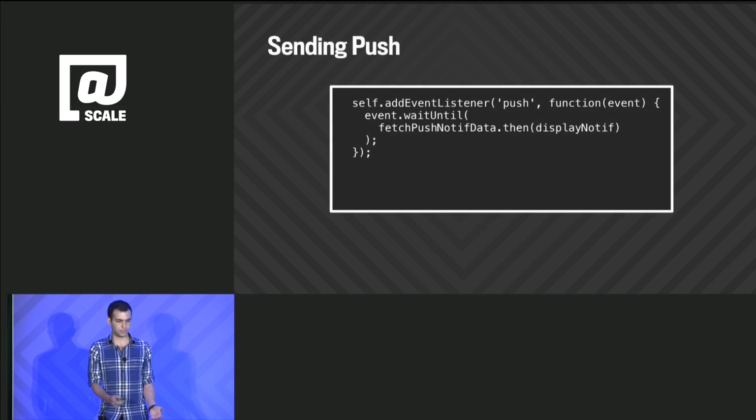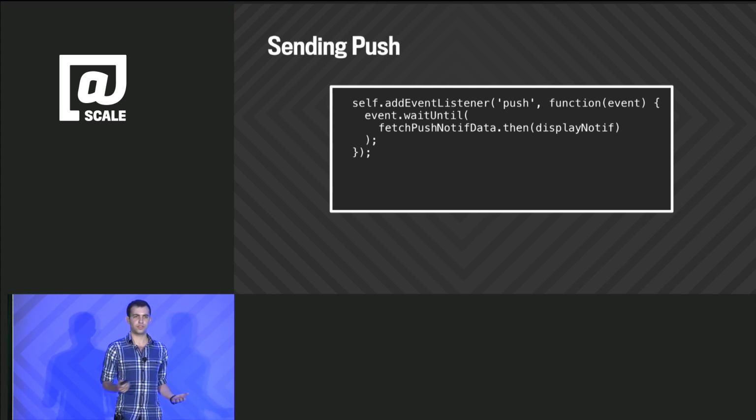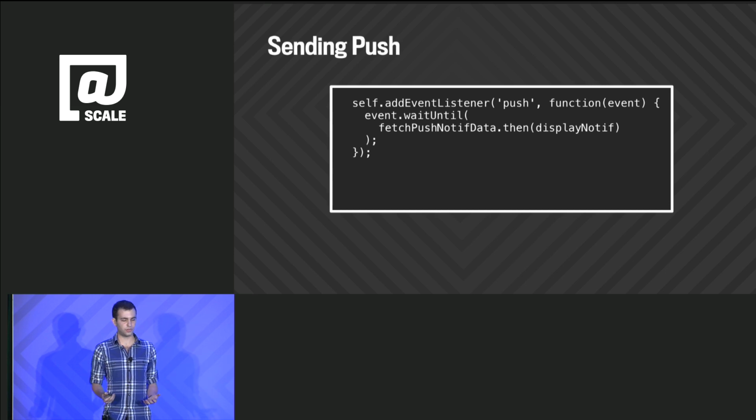So the code for this will look something like this. You're going to subscribe to the push event, and then once you get this event, you want to wait until you've displayed a notification or done something with this data, because every time you get a push event, the current paradigm is that you have to display a notification so the user knows that you're doing work in the background. If you don't display a notification, sometimes an error message will show up, and it's not the greatest user experience. So it's really important that you wait until you've displayed a notification before finishing the event.